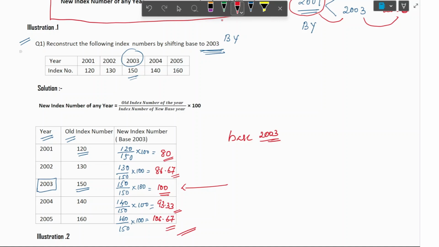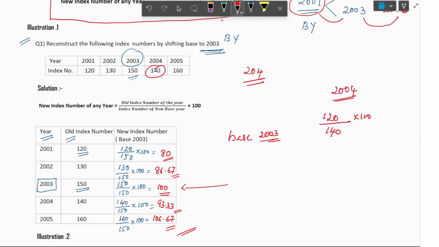2003. Now, if you want to change this 2003 to 2004, therefore, what is the index number for 2004? That is 140. That means here in the denominator, where you calculated 150, instead of that, 140 will come into 100. That means you will get the series of index number with the base 2004.